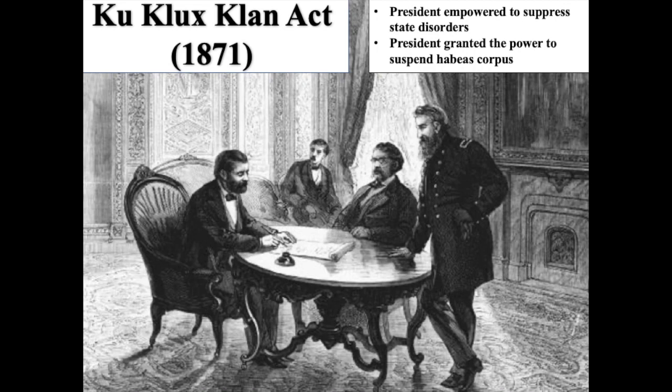By the Ku Klux Klan Act, the president was empowered to suppress state disorders and granted the power to suspend habeas corpus. So in other words, the president would be able to step in if he knew that there was systematic violence directed, particularly by Klansmen, against African Americans. Those individuals could be arrested and held for a longer period of time before charges could be developed and then levied against those perpetrators.